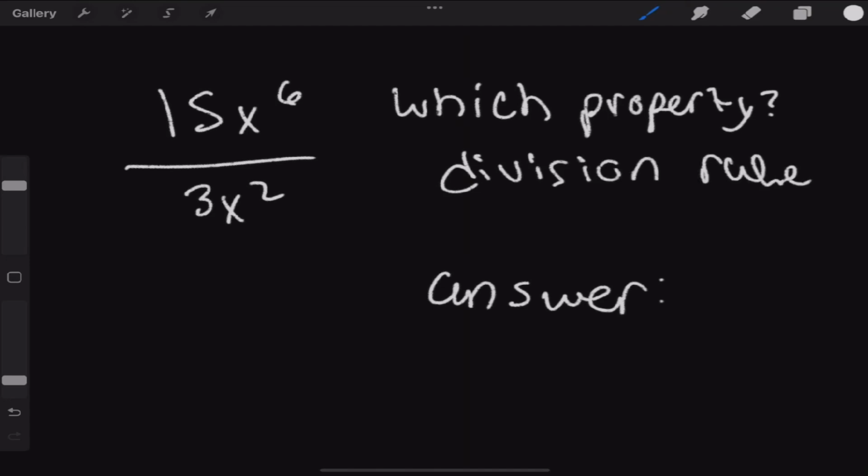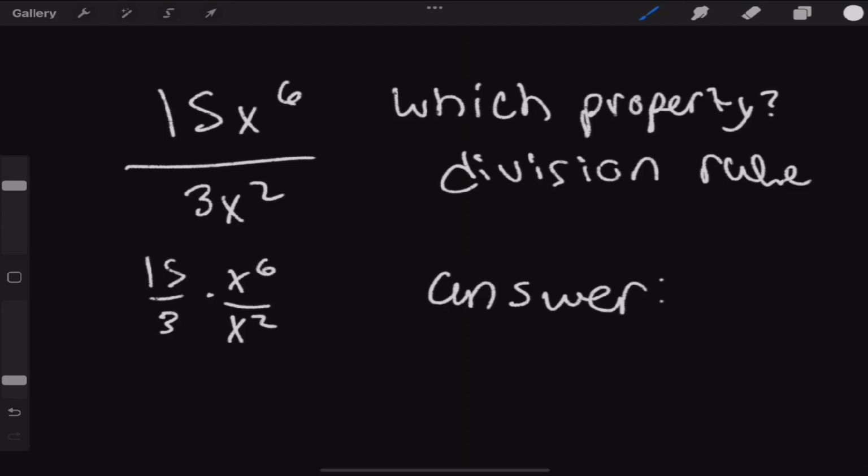Okay, and to solve this, it's easier to think about it split up. If you split it up into 15 divided by 3 times x to the 6th divided by x squared, it's much easier to do piece by piece, and you'll be able to see the division rule for the exponents a lot clearer.